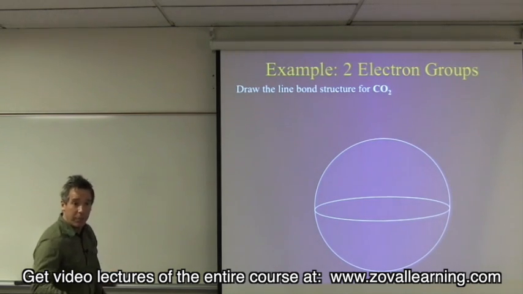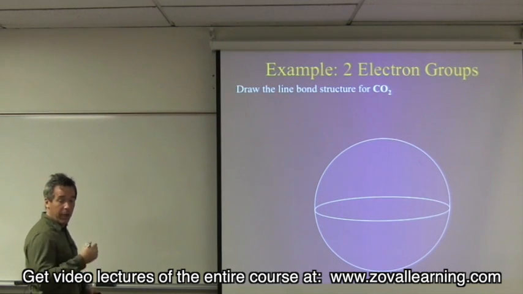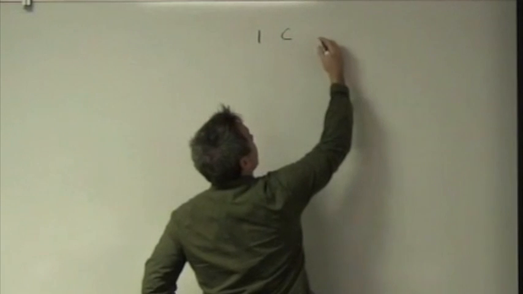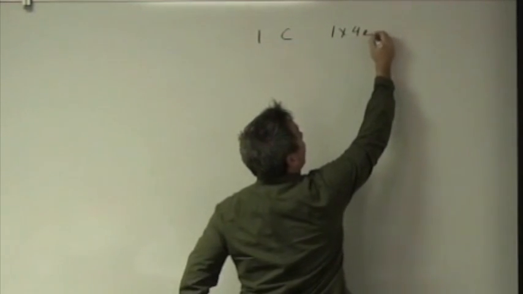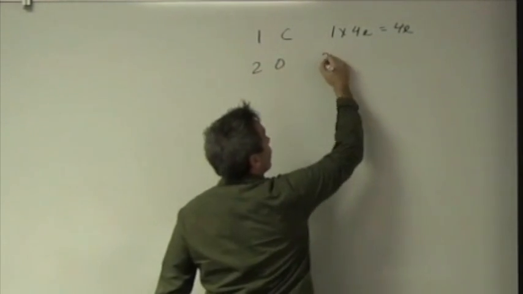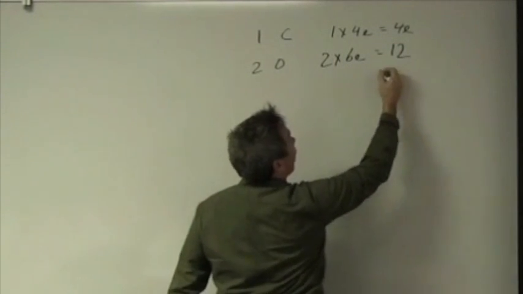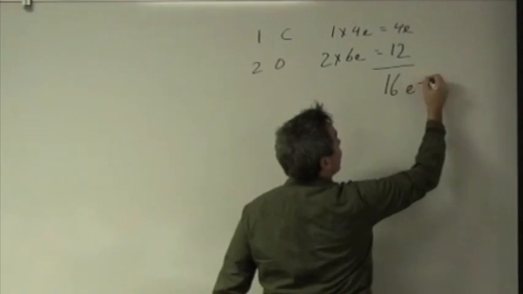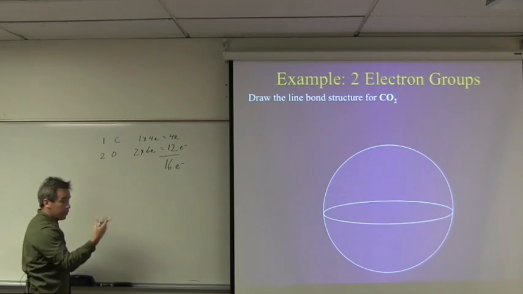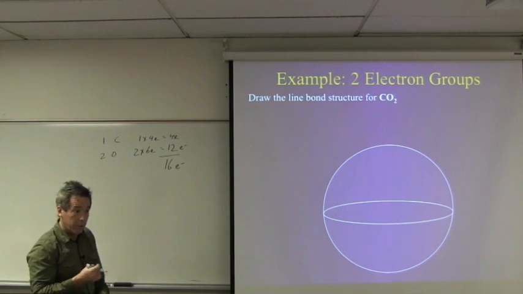I'm going to go through the steps here. Step one, on our sixth step for drawing line bond structure, we have to figure out how many total electrons we have. There's one carbon, so we have 1 times 4 electrons from carbon, so a total of 4 from carbon. We have 2 oxygens, so there's 2 times 6 electrons from oxygen, so we have 12 from oxygen. We should have a total of 16 electrons in the structure so far, okay? Step 2, we're going to connect these atoms together with single bonds in the most symmetric way possible.